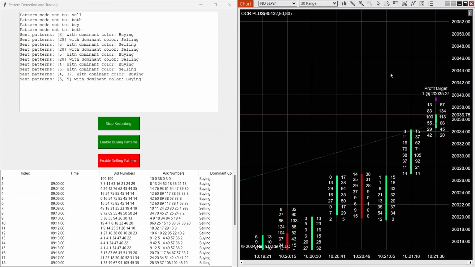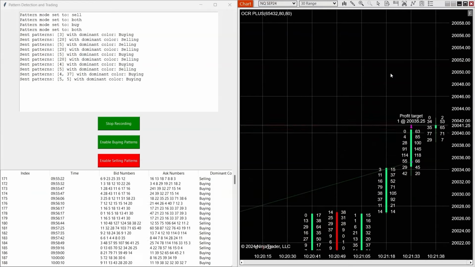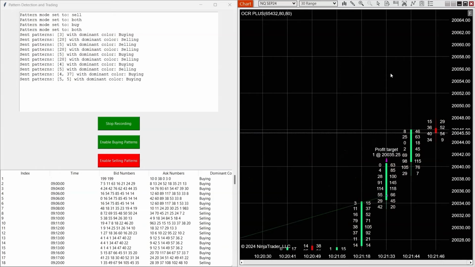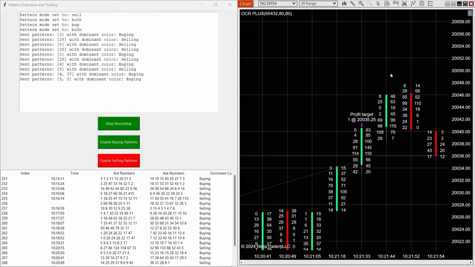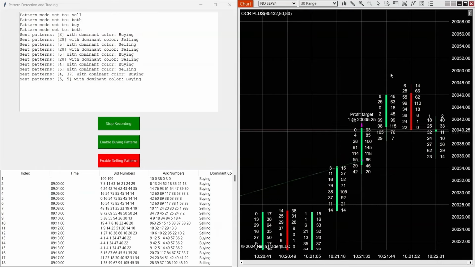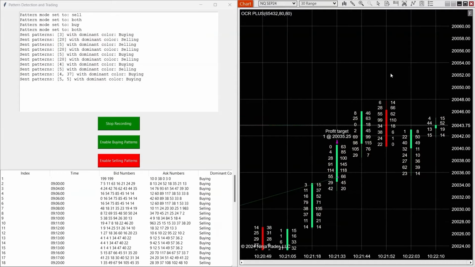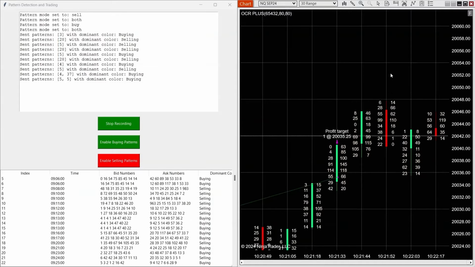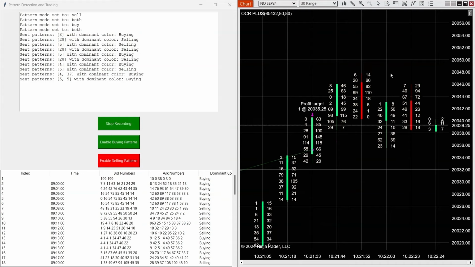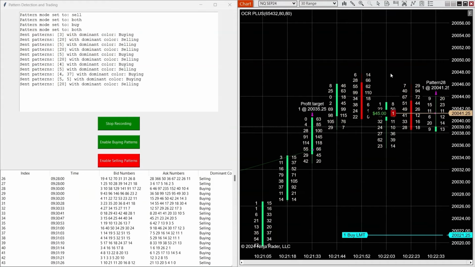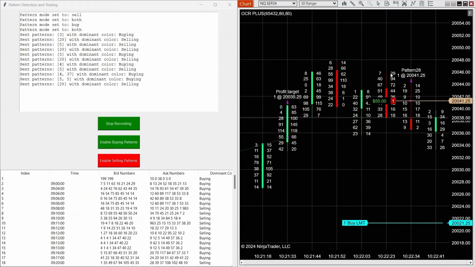So once you're ready to start trading, you load up OCR Plus and you hit start recording. If it's an extremely buying-bias day or extremely selling-bias day, you can either filter out buying trades or filter out selling trades based on your discretion. At the top, it shows which trading direction you're in, and also when a trade is detected, it will say send pattern with the trade direction that you're placing into.